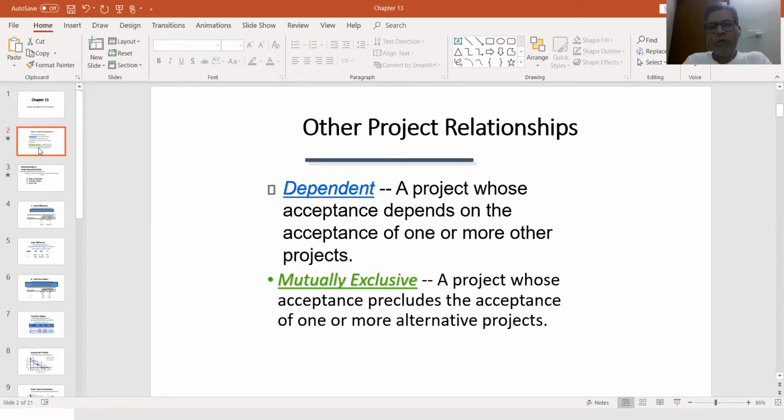regarding the relationship of the project, we can find out that the project can be dependent, the project can be mutually exclusive. A project whose acceptance depends upon the acceptance of one or more other projects can be categorized as dependent, but they can be mutually exclusive because a project whose acceptance precludes the acceptance of one or more alternative projects.